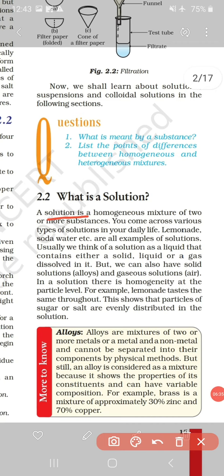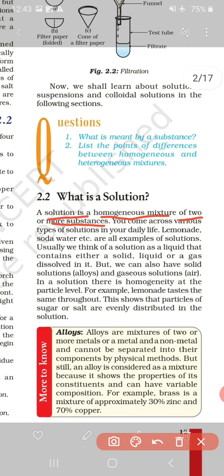A solution is a homogeneous mixture. What is a solution? A homogeneous mixture. And we also know that all solutions are homogeneous mixtures of two or more substances. दो या दो से ज़्यादा सब्सटेंस मिक्स होकर सॉल्यूशन बनता है. दो या दो से ज़्यादा सब्सटेंस मिलकर सॉल्यूशन होता है.